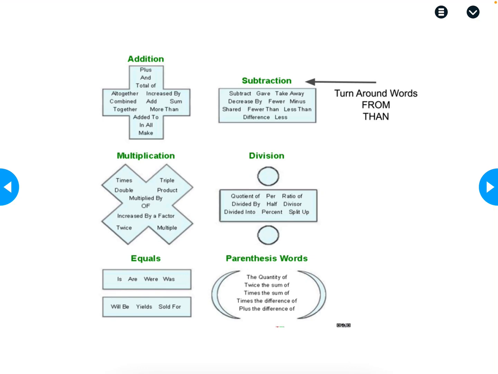Another thing to be on the lookout for would be parenthesis words, things like the quantity of, the sum of, the difference of.